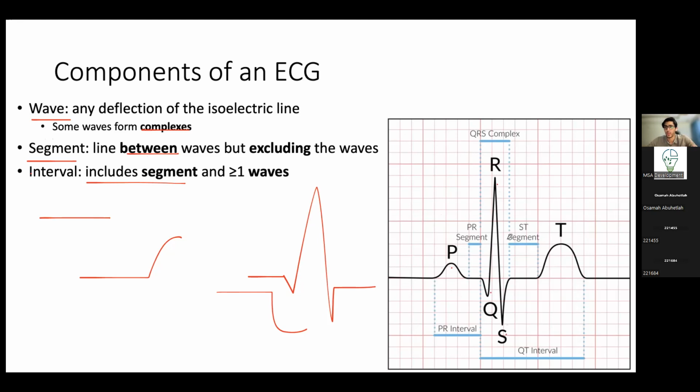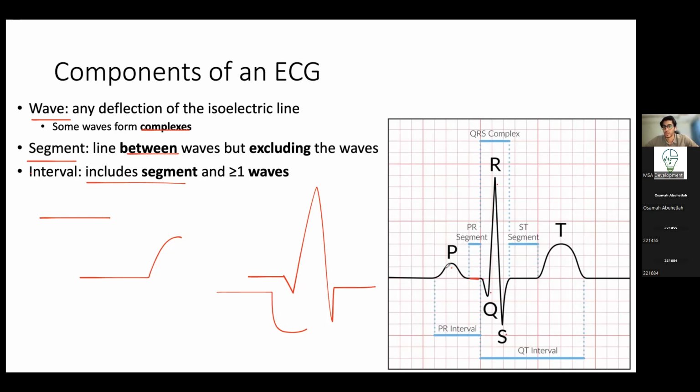All right, it could be a positive wave, it could be a negative wave. It's a wave. And then we have complexes like the QRS complex. Then we have the segment, which is a line between the waves, but it does not include the wave. So the PR segment, as you can see, is an isoelectric line that is between the P wave and the Q wave.